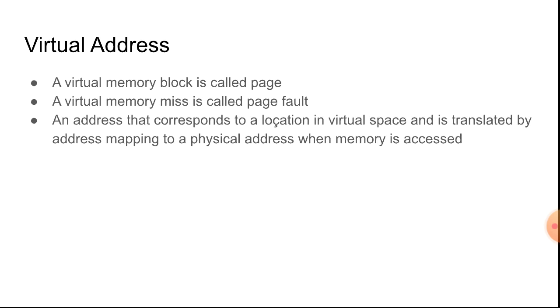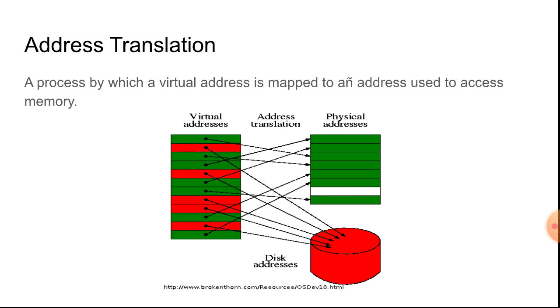Next one is virtual address. A virtual memory block is called a page and a virtual memory miss is called a page fault. An address that corresponds to a location in virtual space and is translated by address mapping to a physical address when memory is accessed is called a virtual address.